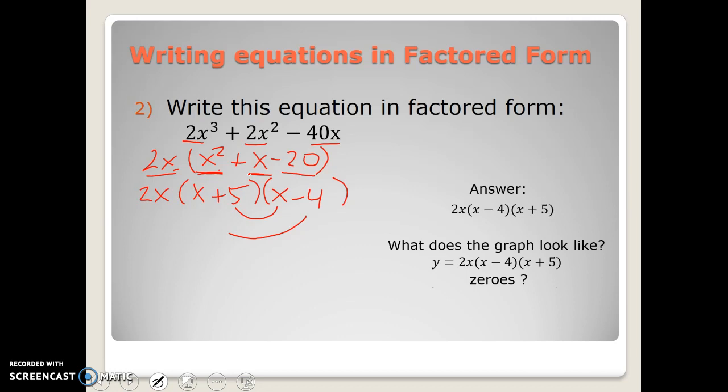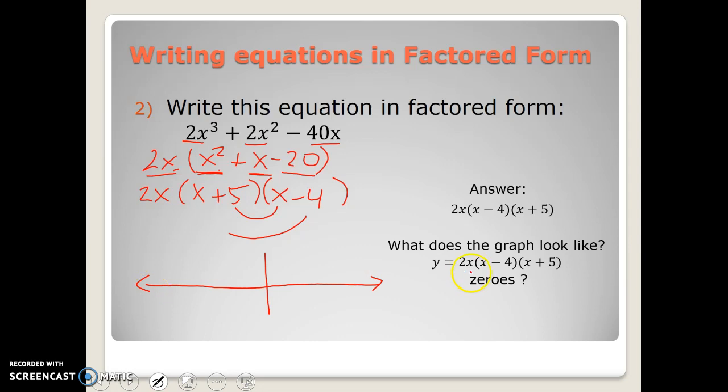But I want you to think about what the graph of that would look like if it's y equals 2x times x minus 4 times x plus 5. And I just want to talk you through this a little bit on this problem. We're going to have 3 zeros here. It's going to hit the x-axis 3 different places. Can we figure out where those 3 places are?